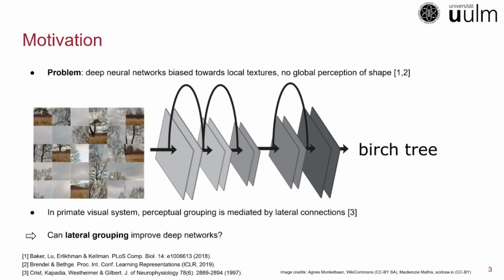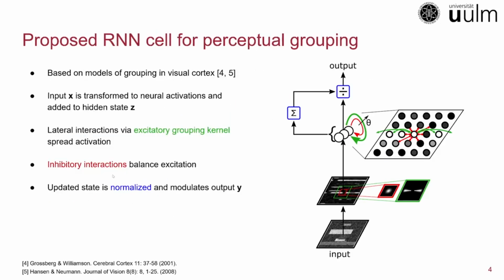So we know that in primate vision, in the primate visual system, perceptual grouping is mediated by lateral connections within cortical areas. So a natural question is whether such lateral grouping can be used to improve deep neural networks. To this purpose, we propose a novel RNN cell, which is based on models of grouping in visual cortex. So basically it gets an input here. There's some pre-filtering, for example, here for horizontal orientation contrast. And this now drives our recurrent cell, which has excitatory connections over a relatively large area. These are here shown in green.